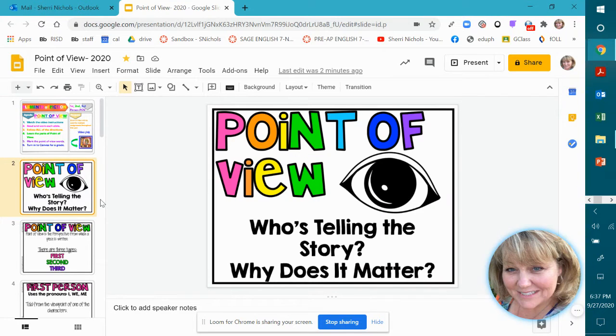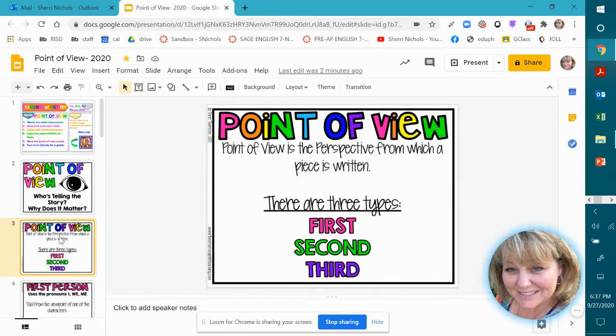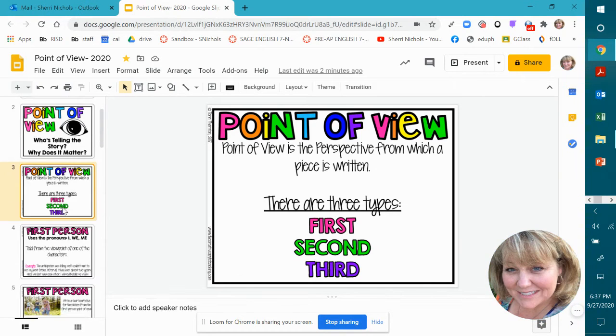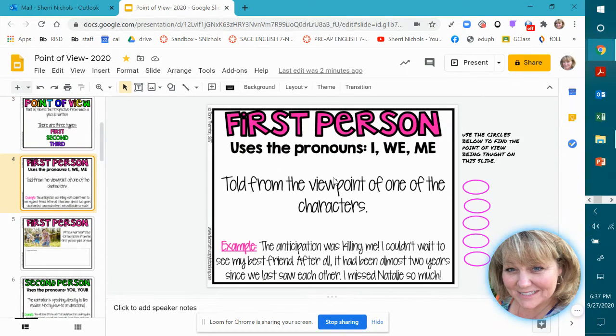Now, point of view. Who's telling the story? Why does it matter? Well, point of view is the perspective from which a piece is written. I've already talked about the three types, first, second, and third. The first person point of view uses the pronouns I, we, me. It's told from the viewpoint of one of the characters. So if you're telling a story, then you would write it in first person. We call this first person narrative.